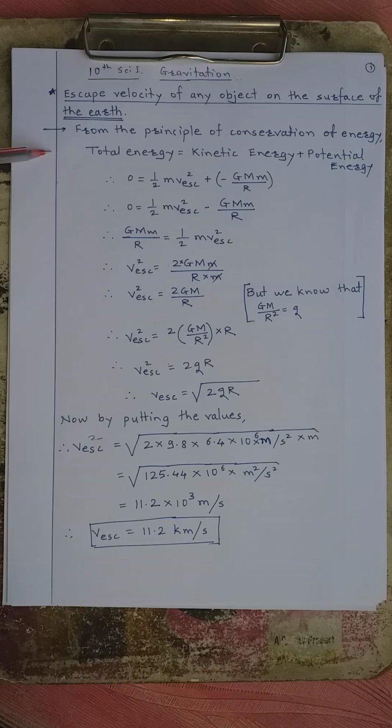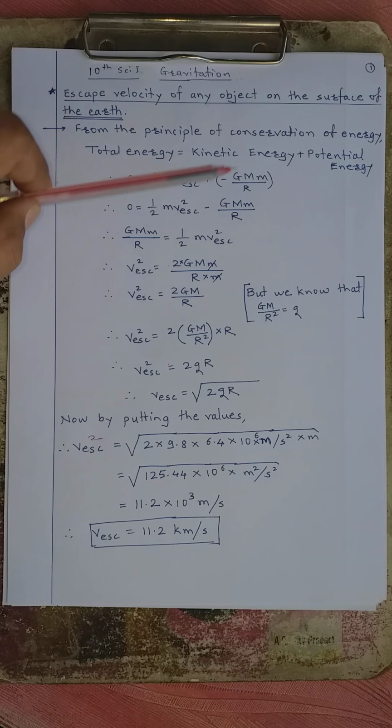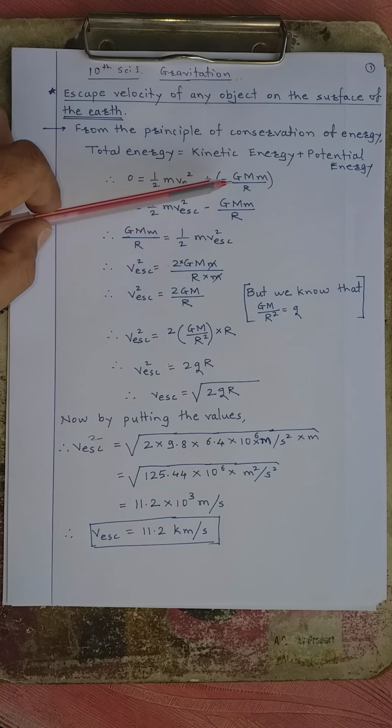From the principle of conservation of energy, we know that kinetic energy plus potential energy will give the value of total energy, which will always be 0. Now, 0 is equal to 1/2 mv² (that is kinetic energy) plus minus GMm divided by r. This is the potential energy, which is used to move the object up to a certain height against gravity, therefore negative sign.